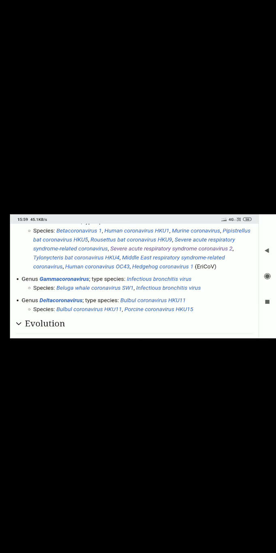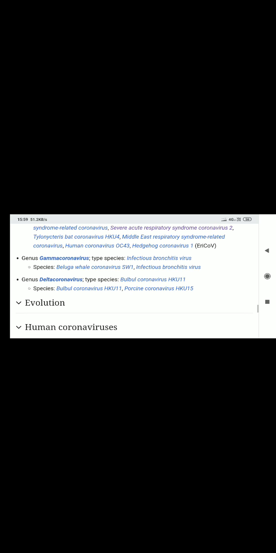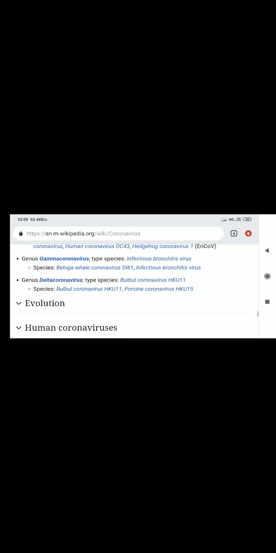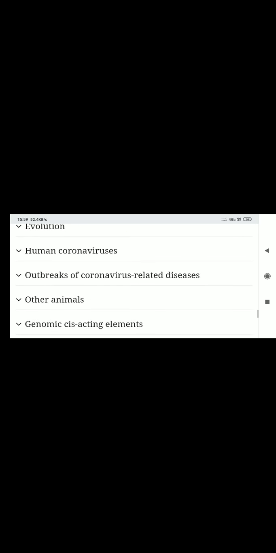The genus gamma coronavirus also contains some viruses. The important ones are infectious bronchitis virus in chickens, which cannot infect humans. You must not get confused. Delta coronaviruses also have many species, which include porcine and other species, bulbul.